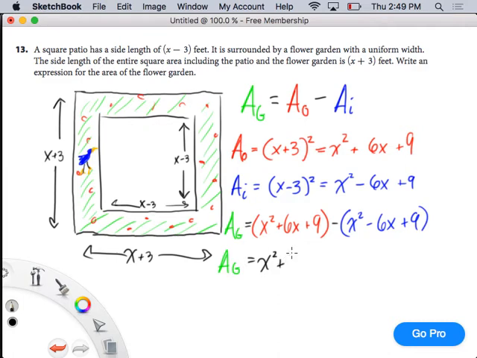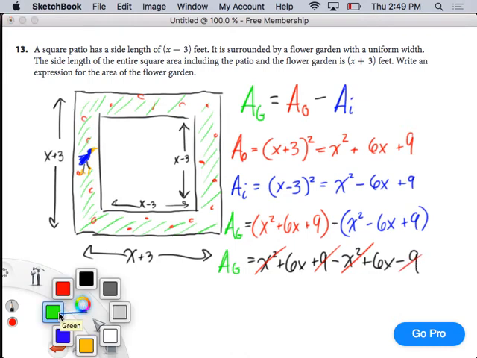x squared plus 6x plus 9. What do I do with this minus sign? Distribute it in. Very good. Minus x squared, minus a negative is plus 6x, minus a positive is minus 9. Then I look and say, x squared minus x squared, those cancel out. 9 minus 9, those cancel out.